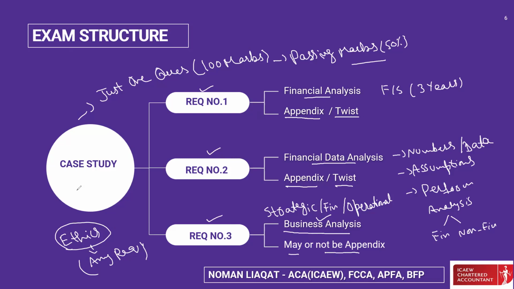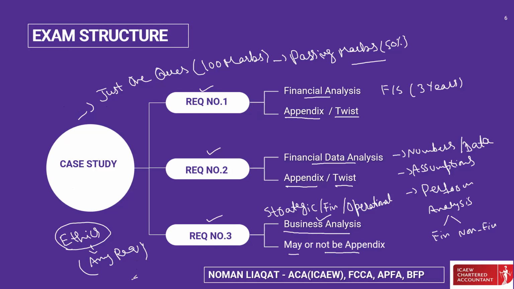So this is basically the exam structure for the case study. How many questions would be there? There would be just one question consisting of different requirements. Requirement number one, requirement number two, requirement number three, and then ethics.